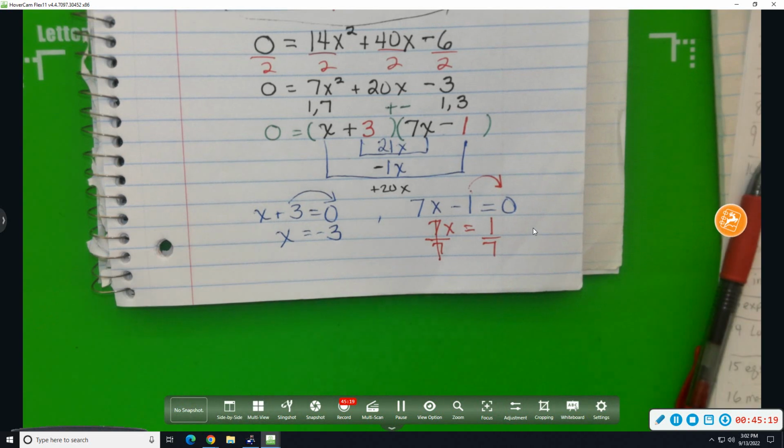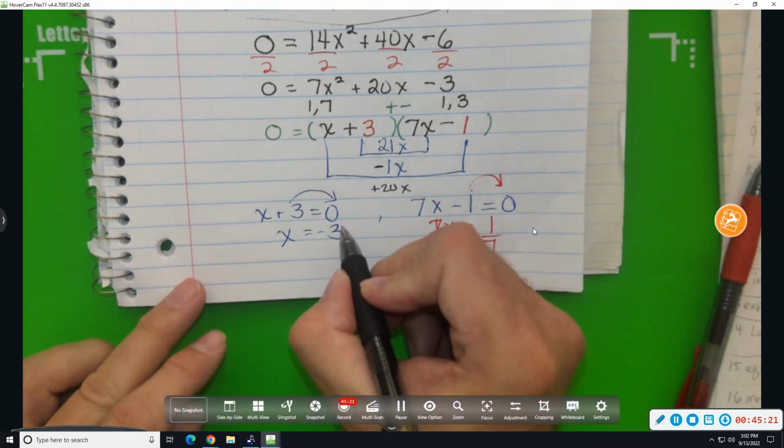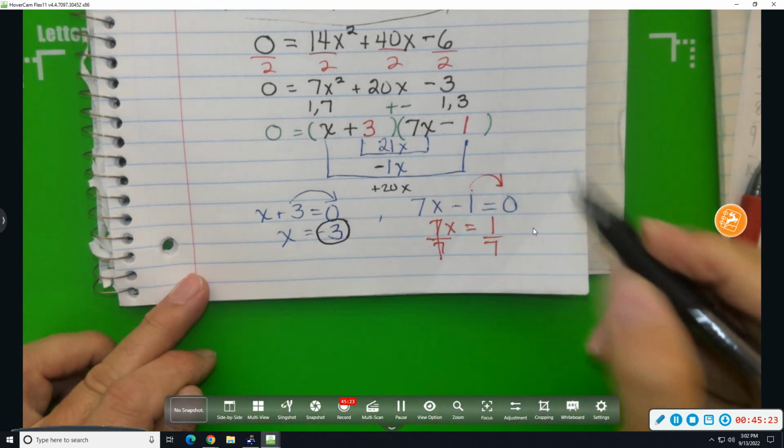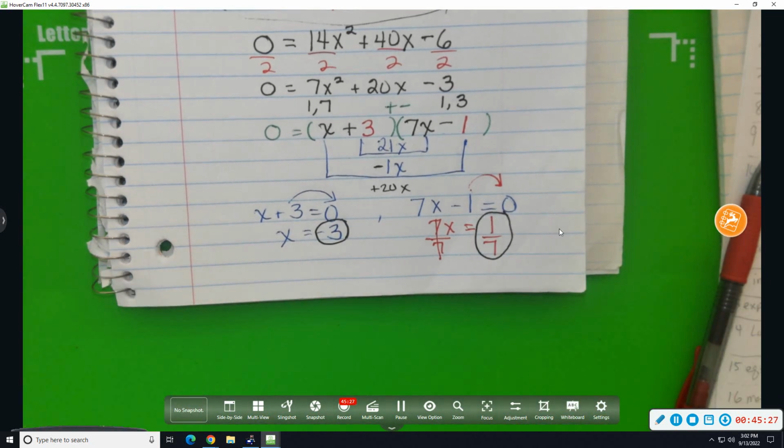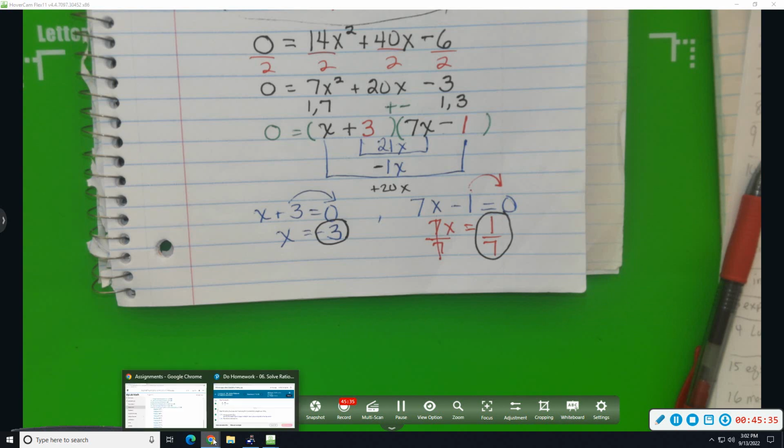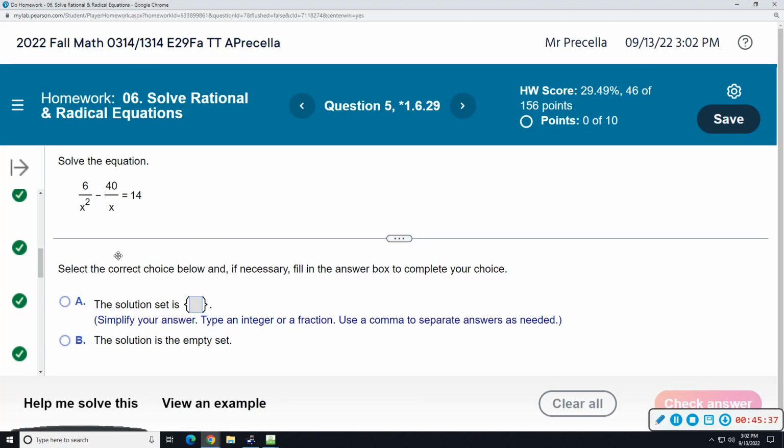So we have, I'll circle these answers: -3 and 1/7. Oh, wait a minute. Let's look back and make sure those numbers are okay. We had a fraction to start off with, didn't we? Here is the problem as it's written. What number would make those denominators 0? It should be obvious. The 40 over x, what value of x would make that 0?